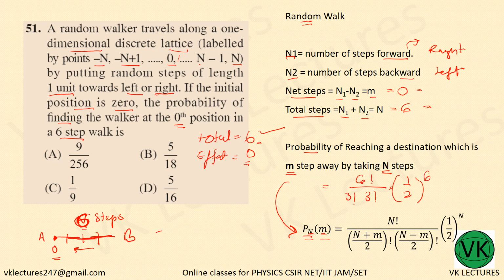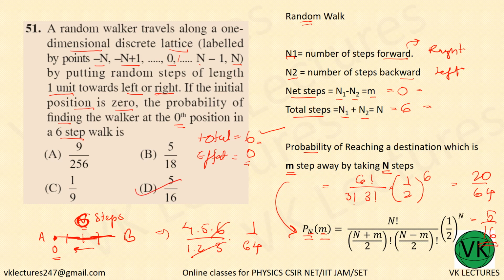So this is 6 factorial by 3 factorial, that is 4 into 5 into 6, divided by 3 factorial, which is 1 into 2 into 3, and (1/2) to the power 6 is 1 by 64. So 2 into 3 and 6 cancel, giving 20 by 64. Dividing by 4, you will get 5 divided by 16. So your option D is correct.